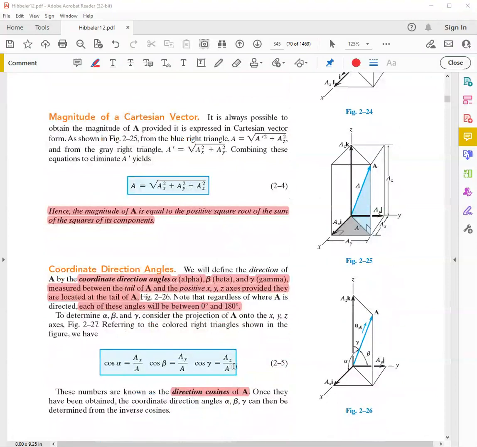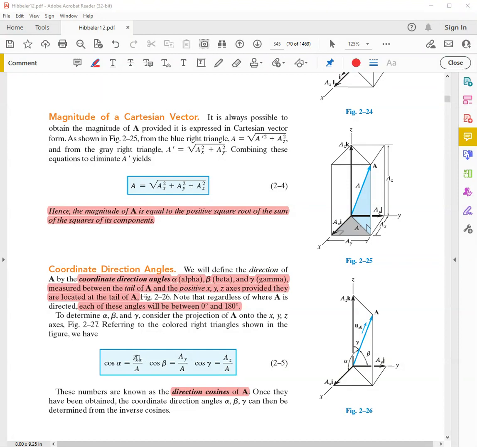There are other ways of expressing the orientation of vectors in 3 dimensions. That's by using what are called coordinate direction angles, the direction cosines. So you're looking at this figure. We have 3 angles that the vector A makes with the x, y, and z axis, and the cosines of these angles can be obtained with equations 2.5.